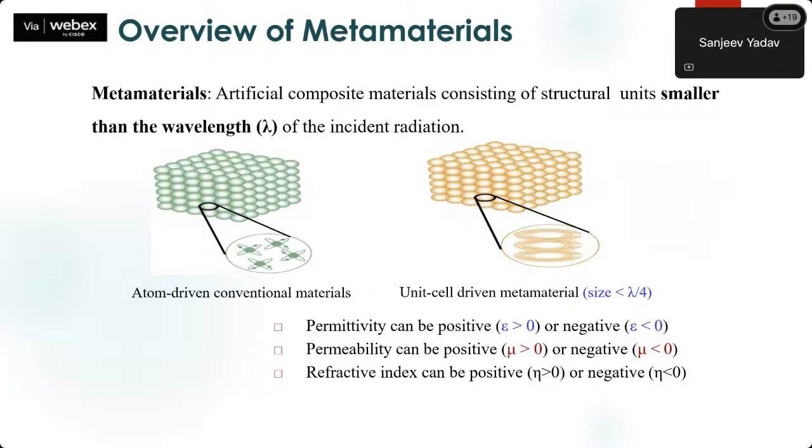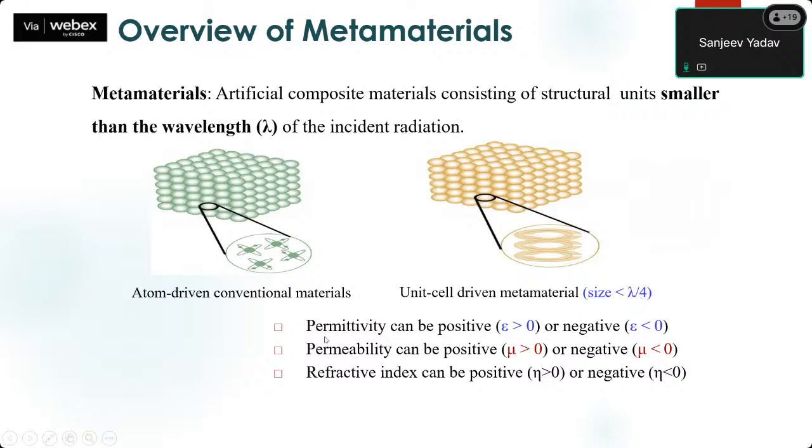Here the metamaterials are artificial composite materials consisting of structures very small, as we can see in the figure, compared to the wavelength of the incident radiation. These are the conventional materials. In the first figure, the green structures, you can see that the atoms are closely spaced. Here you can see that these are man-made materials, split ring resonators, the units made by human beings, whose size is very much smaller than lambda by 4.